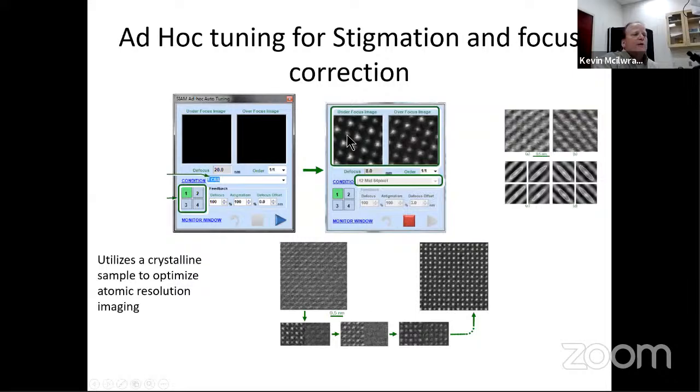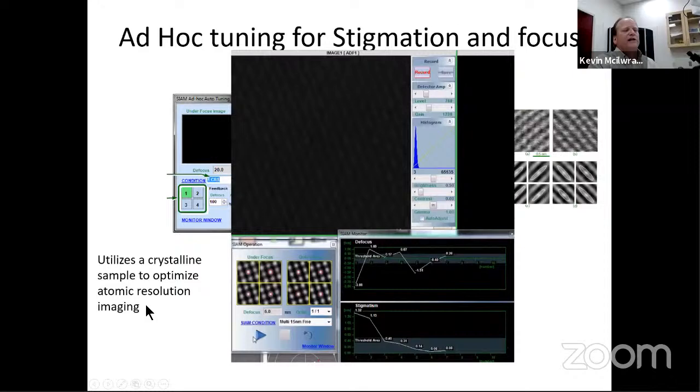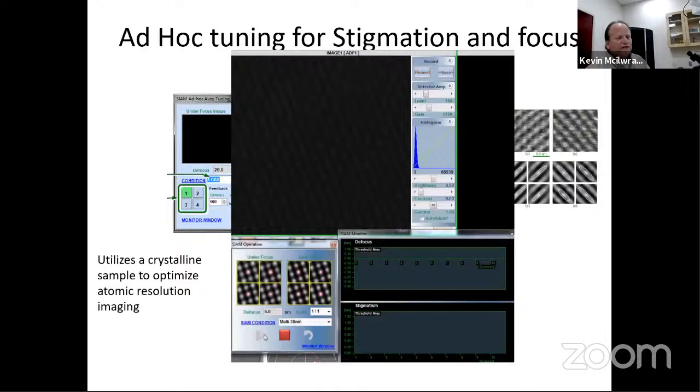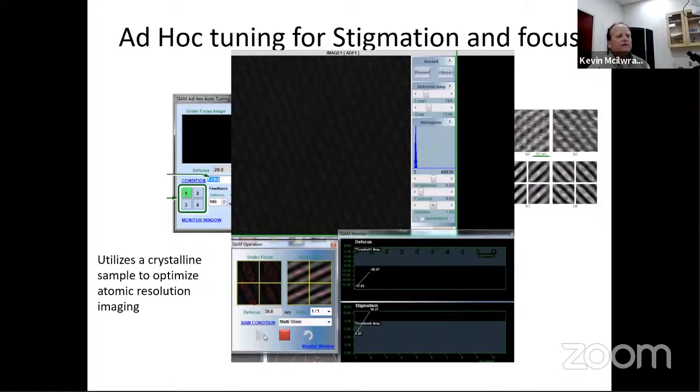Another thing: we do this on an amorphous area, but when we get up to high magnification, looking at atomic resolution, how do we correct things? Because we're not using the same thing. It used to be that we had to use specific samples for certain things. Now we can usually do all these corrections with one sample. So we go up to atomic resolution, and we have a module called ad hoc tuning. It's going to vary the focus, look at the direction of how things change, and then adjust the stigmators to fine tune it for a stigmated, aberration-corrected STEM image at high resolution.